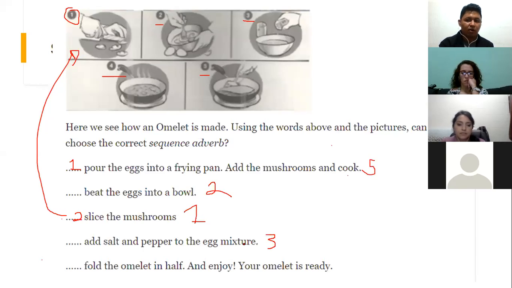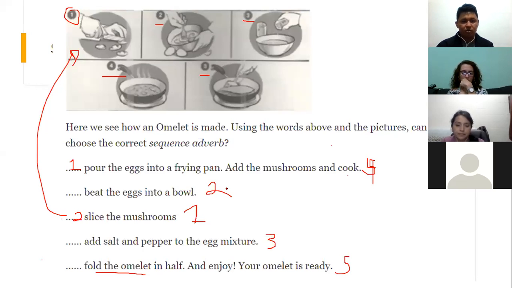I'm sorry, this is number four. And the last one, of course, is number five, right? Fold the omelette in half and enjoy. Your omelette is ready. Yeah, so what you just did right now is actually perfect.